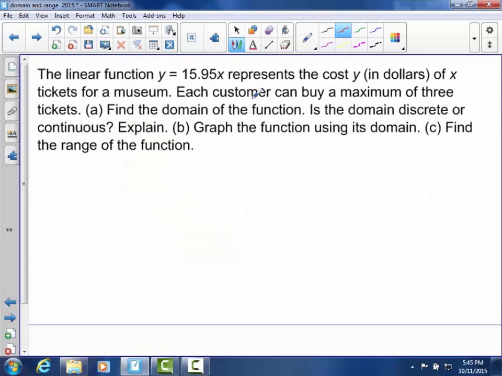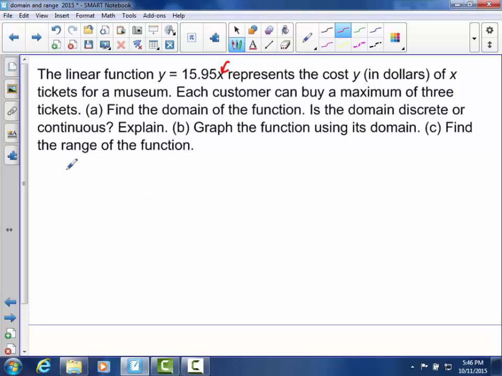Right, the linear function y equals 15.95x represents the cost y in dollars of x tickets for a museum. Each customer can buy a maximum of 3 tickets. Find the domain of the function. So if we want the domain, we need to figure out, well, what's the input value? And I think it'd be clear here that we would input the number of tickets.